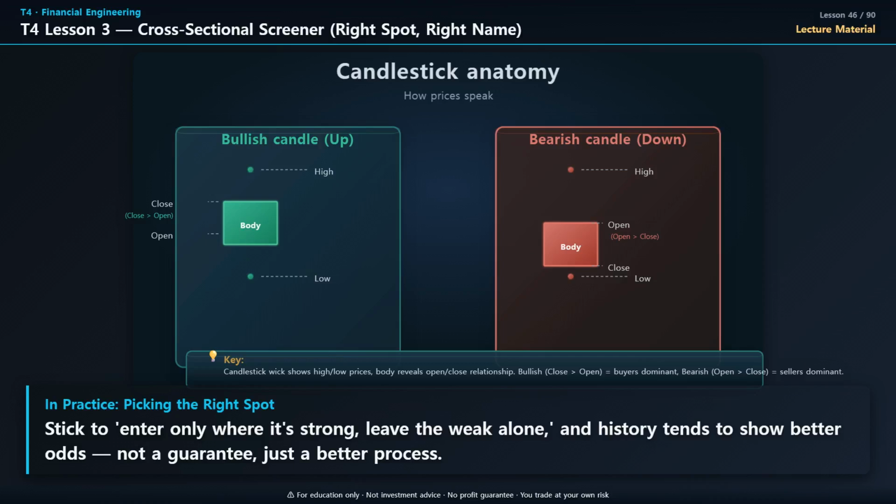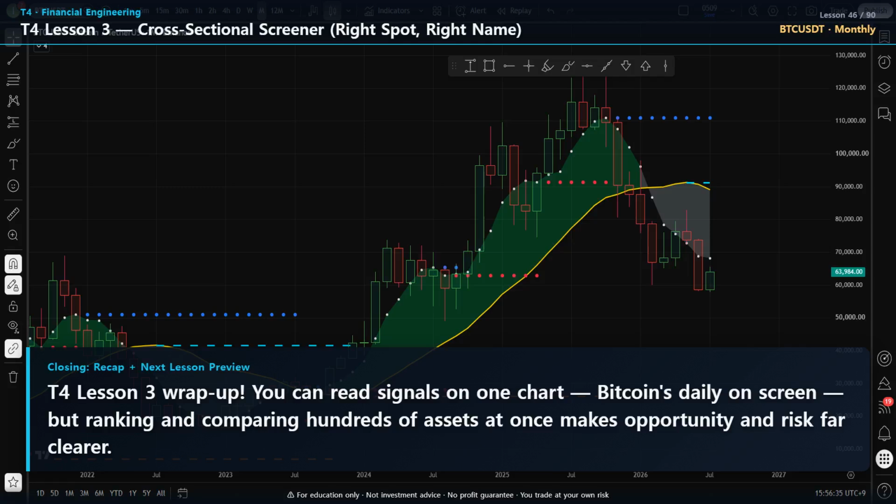Stick to enter only where it's strong. Leave the weak alone. And history tends to show better odds, not a guarantee, just a better process. T4 Lesson 3 Wrap-Up. You can read signals on one chart, Bitcoin's daily on screen, but ranking and comparing hundreds of assets at once makes opportunity and risk far clearer.